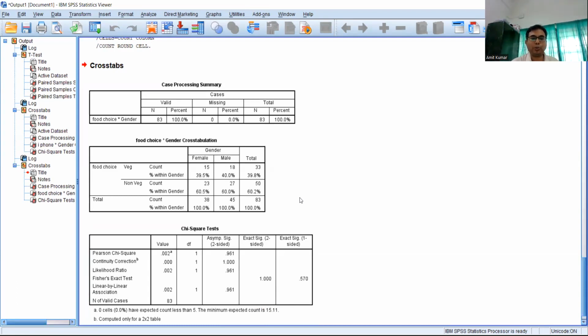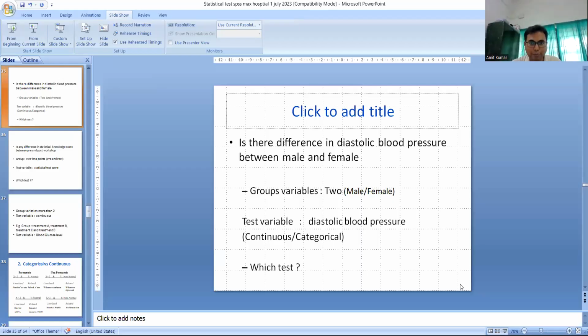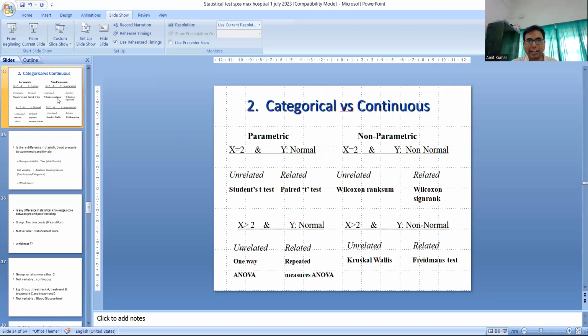So now we come to the t-test. We apply the t-test when the group variable is categorical in nature, like male, female, or drug A, drug B, two groups. If we have only two drugs, drug A and drug B, the group variable is in categorical format, and male or female is also categorical. And your test variable is continuous in nature. Then we apply the t-test.